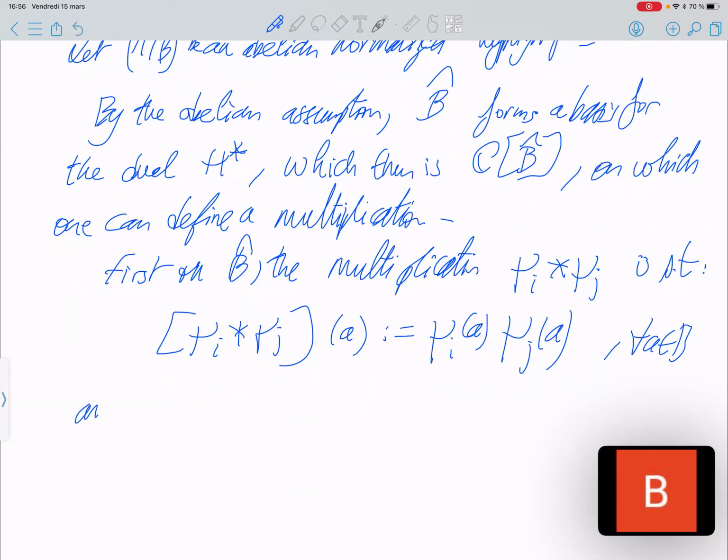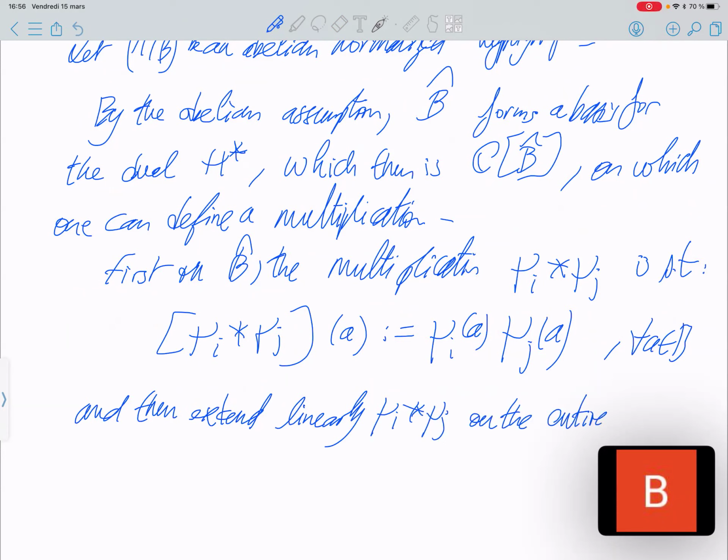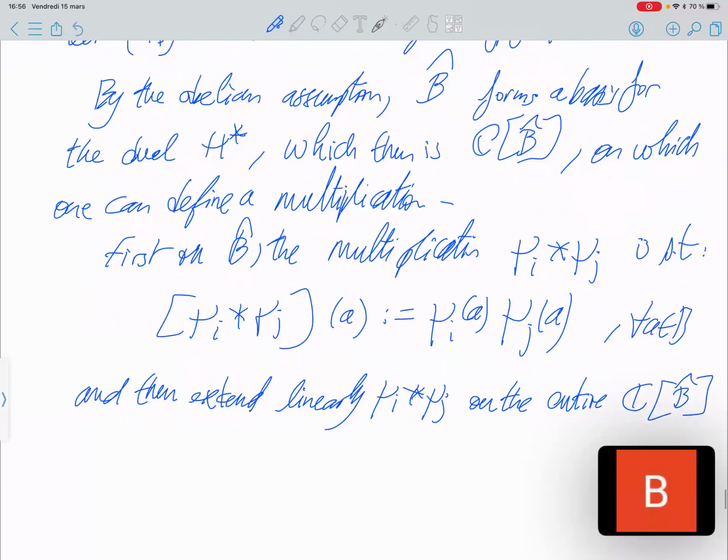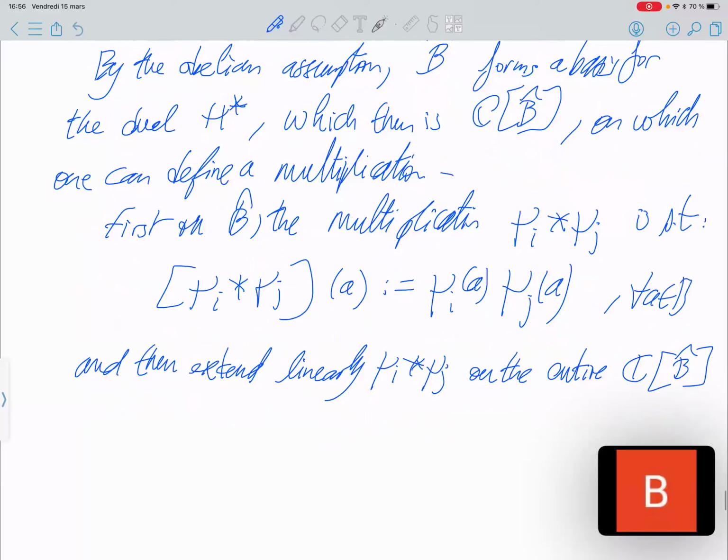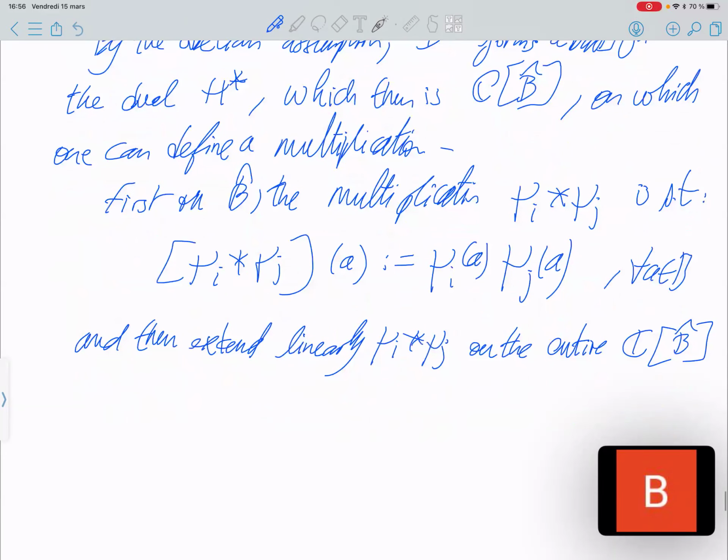And then extend linearly mu i star mu j on the entire C of B hat. Oh, wait. No, C of B. Wait. So there are two on the entire C of B.